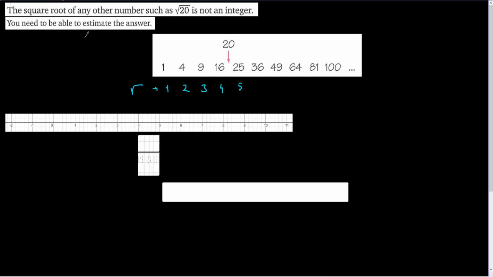That's why the answer is not going to be an integer. And here we need to estimate the answer. For this one we are also going to use decimal numbers. How to do this one? Let me explain with this exercise.